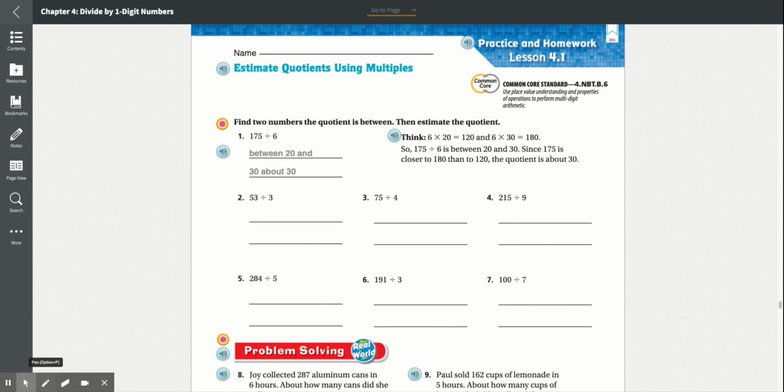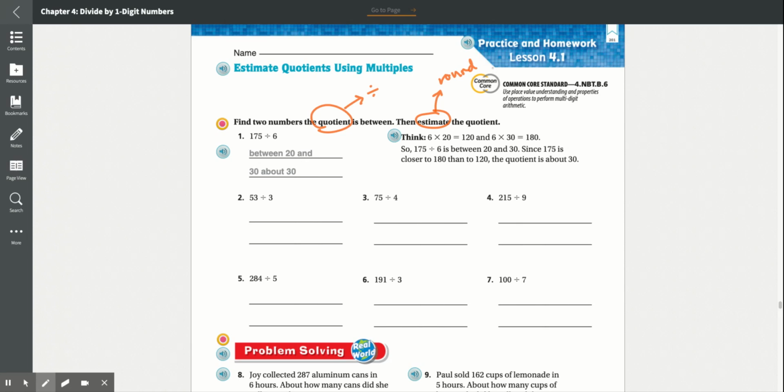Practice and homework lesson 4.1. Estimate quotients using multiples. Find two numbers the quotient is between, then estimate the quotient. Now we know when it says quotient, that means to divide. And when it says estimate, we need to round.